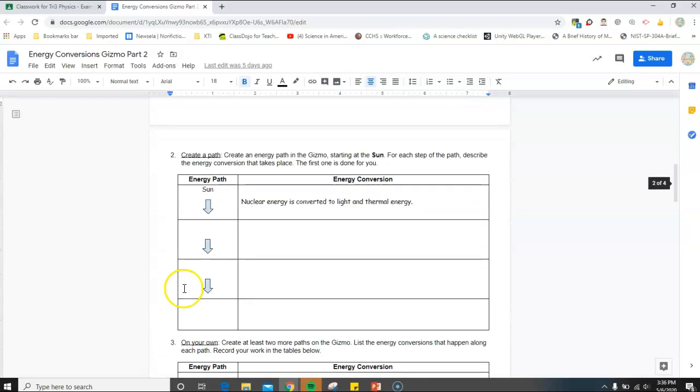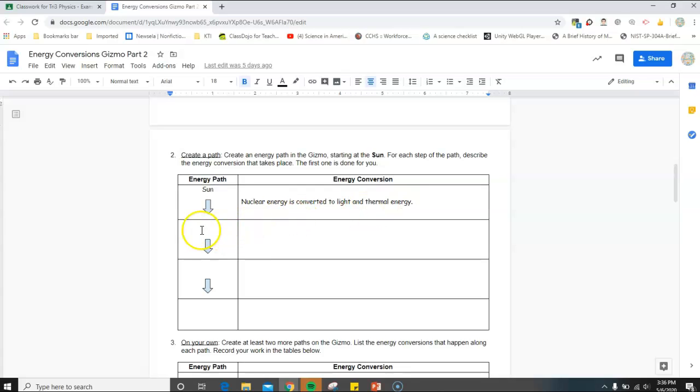As you scroll down, you'll see that you're asked to make an energy pathway here, and this time document the energy conversion that takes place. So when you click on the sun, it explains to you that nuclear energy is converted to light and thermal energy. So this is the example. You would type in sun here and type in nuclear energy is converted to light and thermal energy from the information that you're given in the simulation.